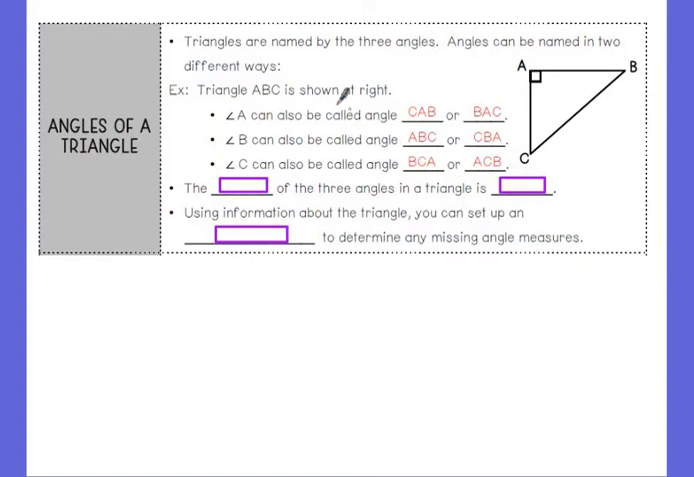Alright, the sum of the 3 angles of a triangle, so all 3 angles of a triangle, always, no matter the size, will always add up to 180 degrees. Okay, I'm going to show you a little video clip of how this actually works.